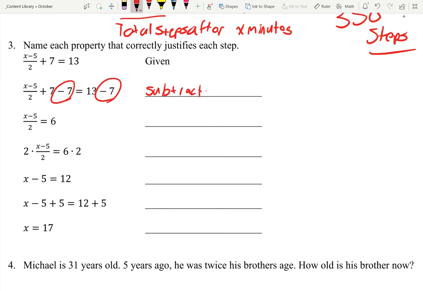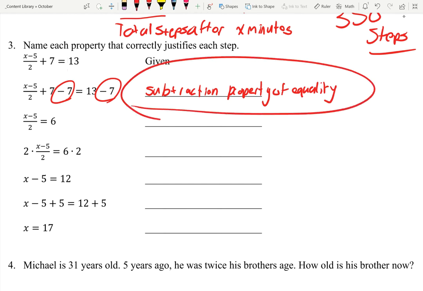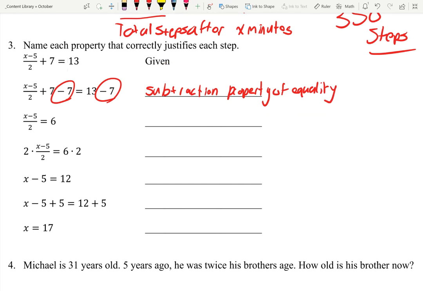Subtraction property of equality. All that means is that the subtraction property of equality just says that you can subtract the same number on both sides and everything is still equal. So you can clearly see, hey, we're subtracting 7 here. So they're using the subtraction property of equality. They're subtracting on both sides.